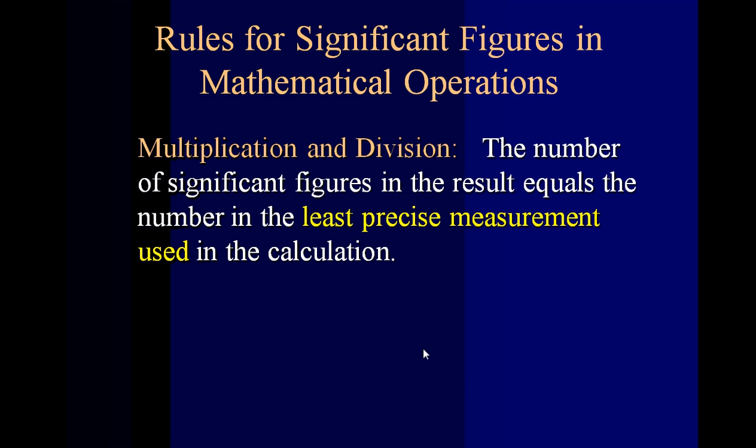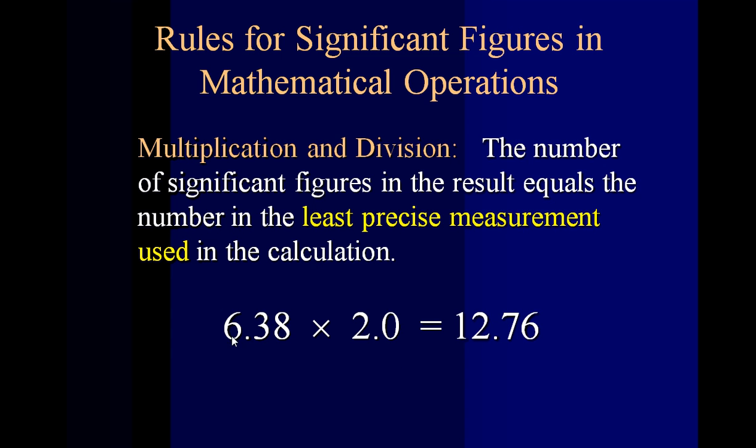All right, multiplication and division. Whenever we multiply and divide values, we want to look at the number that's given that has the least number of significant places or significant figures. Based on that, we will then determine how many sig figs our answer will have. Okay? So we always want to look at the least precise measurement.